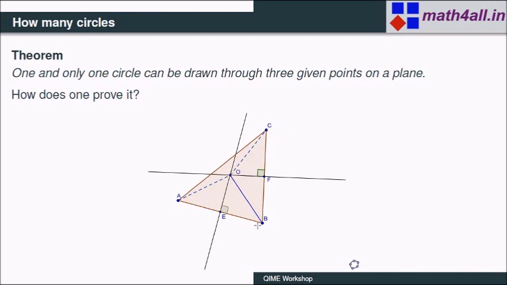Now, this will only prove that you can draw one circle passing through these 3 points, but only one circle needs to be established, and I will leave that for you to think and say something about it.